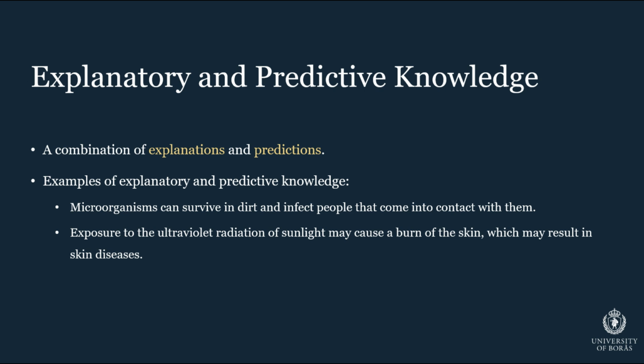Additionally, explanatory and predictive knowledge can be integrated into broader theories, such as general systems theory and the soft systems methodology. Examples of explanatory and predictive knowledge: Microorganisms can survive in dirt and infect people that come into contact with them. Exposure to the ultraviolet radiation of sunlight may cause a burn of the skin, which may result in skin diseases. These statements both predict potential outcomes and explain them by detailing the underlying mechanisms responsible for them.